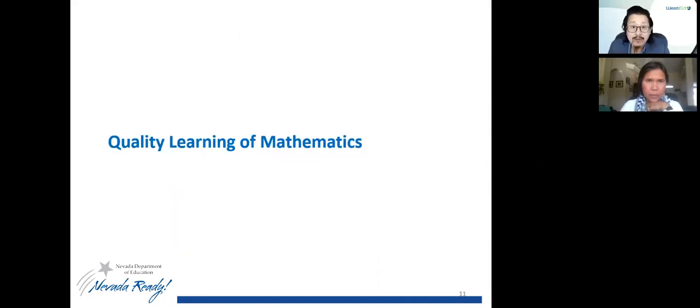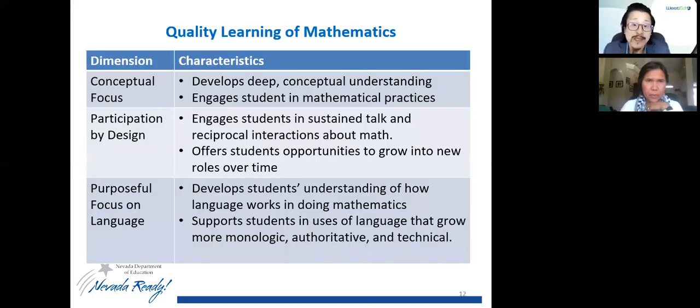But let's turn to this other question, and it's sort of the burning question of my career, which is what is quality learning of mathematics for English learners? And what I would like to present to you today is 3 aspects that are more specific than the broader guiding principles of the ELD Standards Framework. And broadly speaking, they lie along 3 domains.